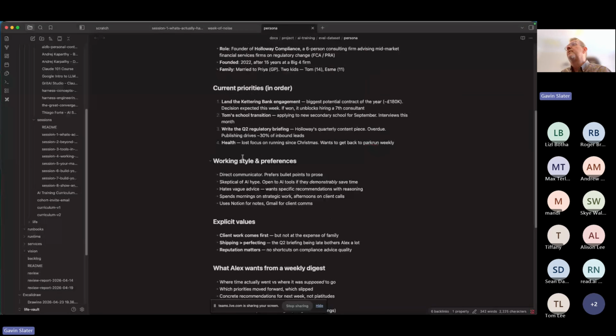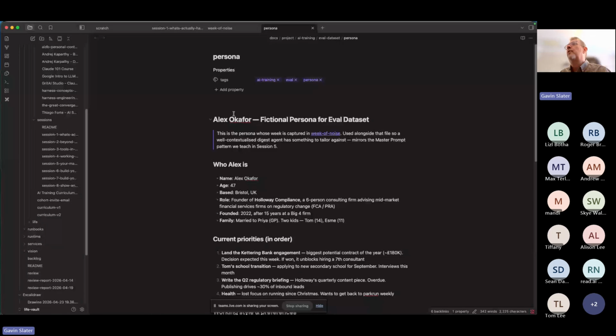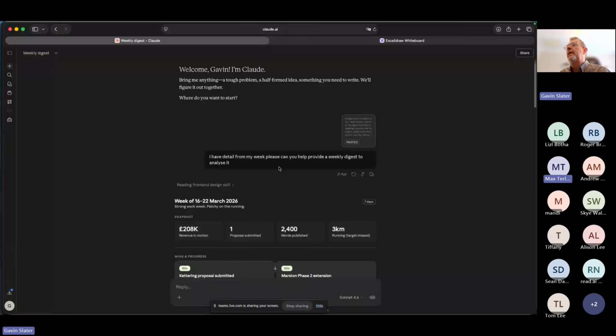If you can just do one simple thing to create that additional context, what does that do to the weekly digest?